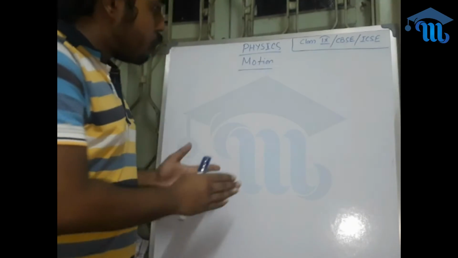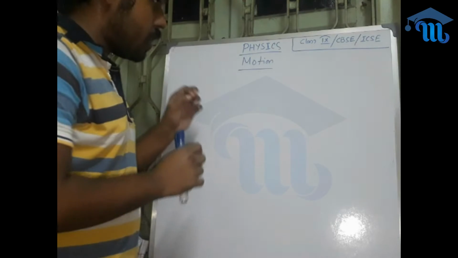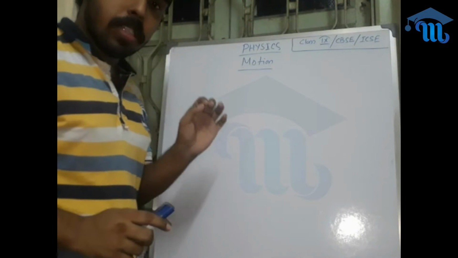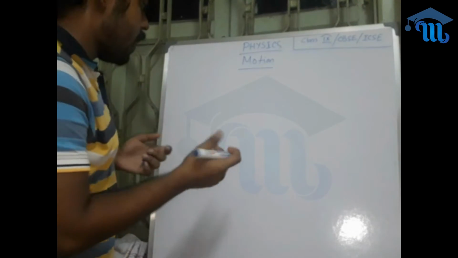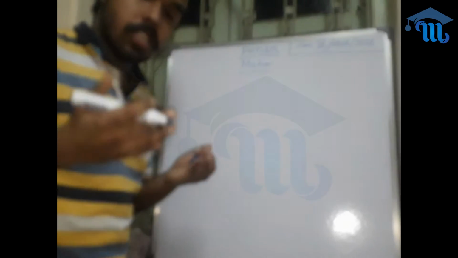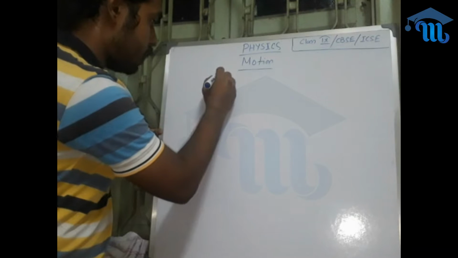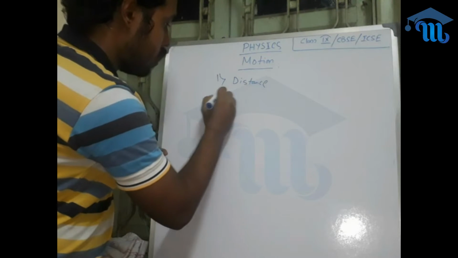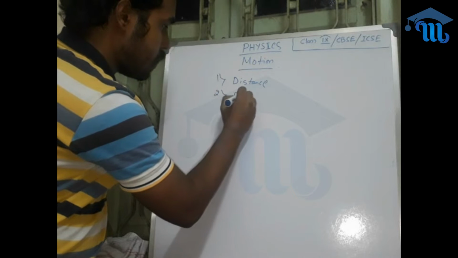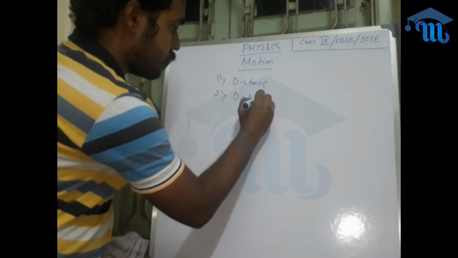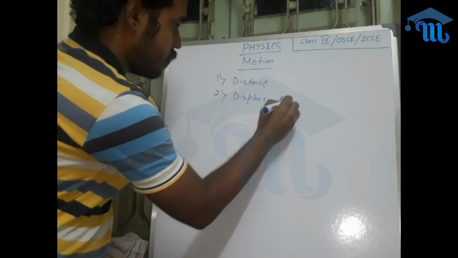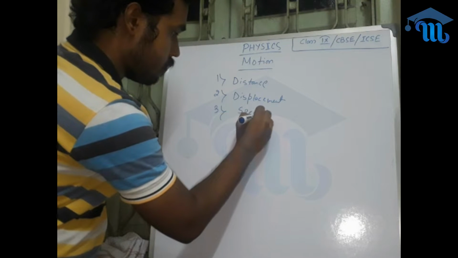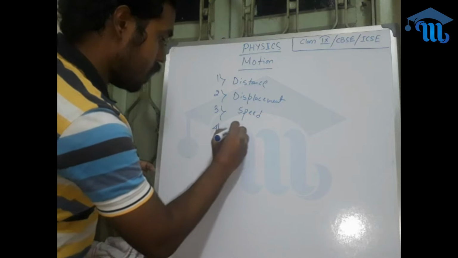Before starting the class, there are a few things that we need to know for this particular chapter on motion. First, a few terms that are the most important for motion. Number one, distance. Number two, displacement. Number three, speed. Number four, velocity.